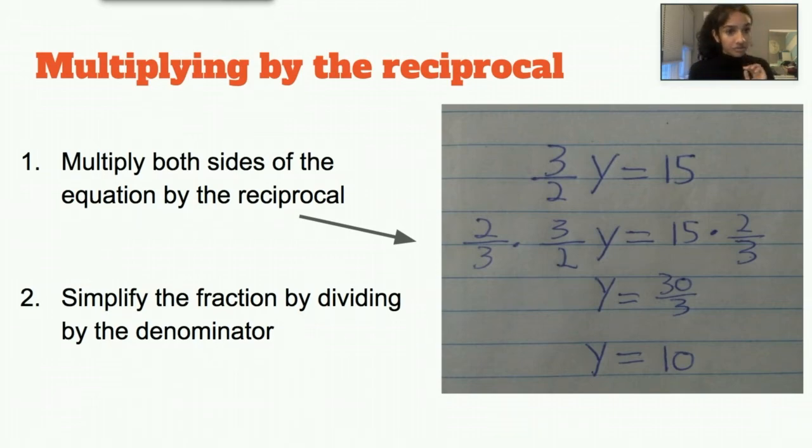And remember, when we do that, we multiply the whole number by the numerator, so we have 15 times 2 is equal to 30. Then we divide by the denominator. And then we simplify the fraction. So right now we have y is equal to 30 divided by 3. When we simplify that, we get y is equal to 10.